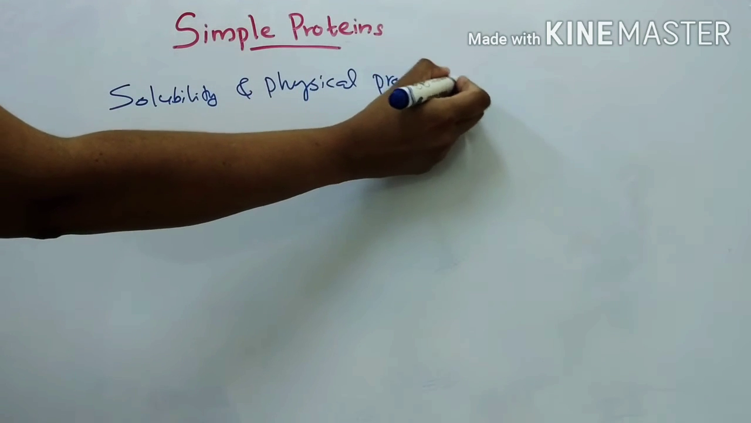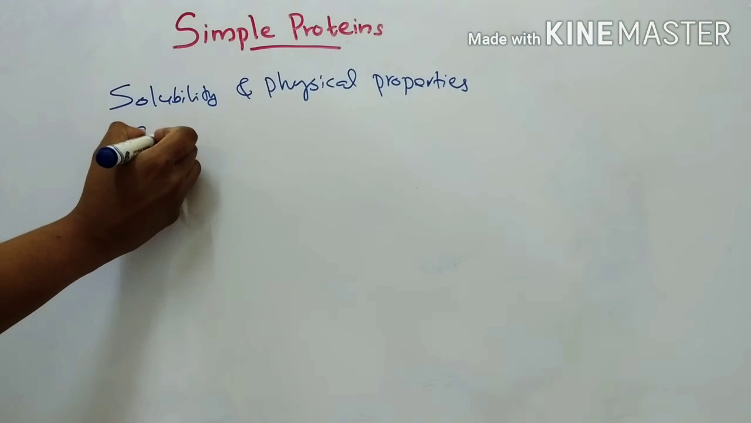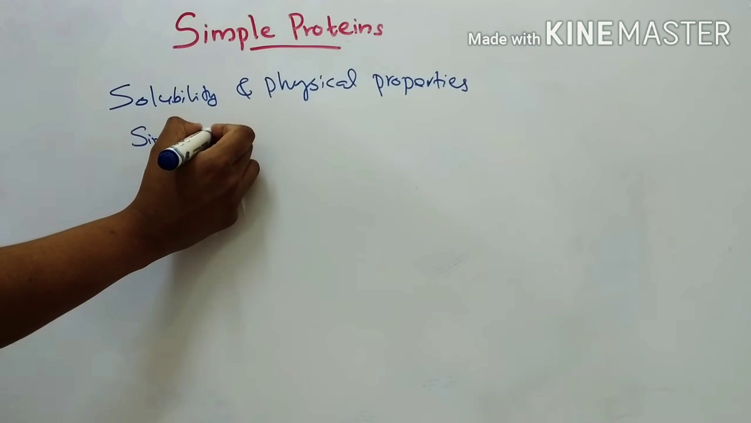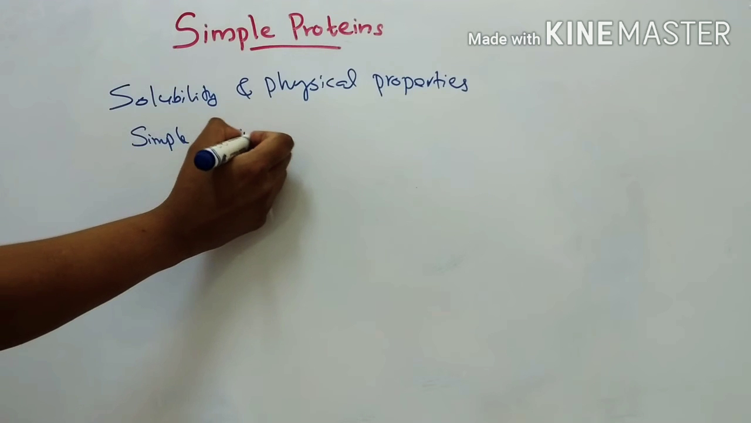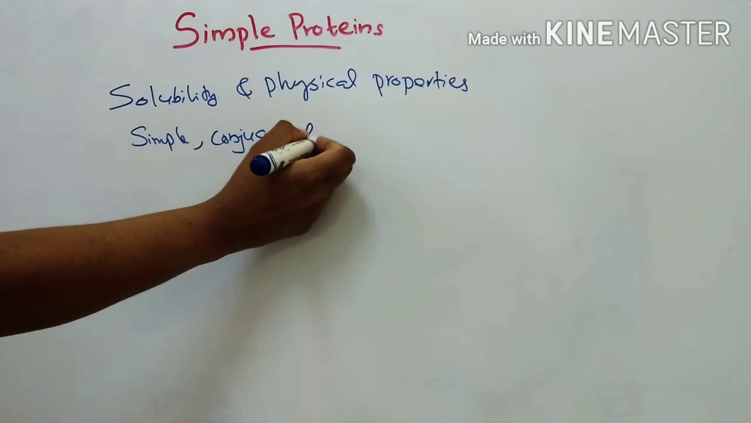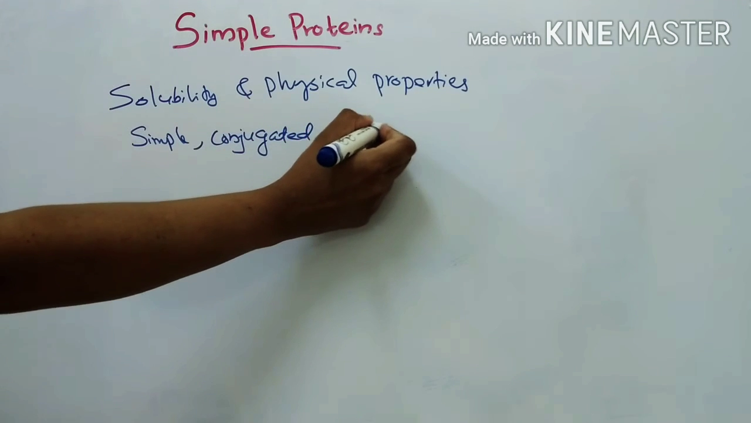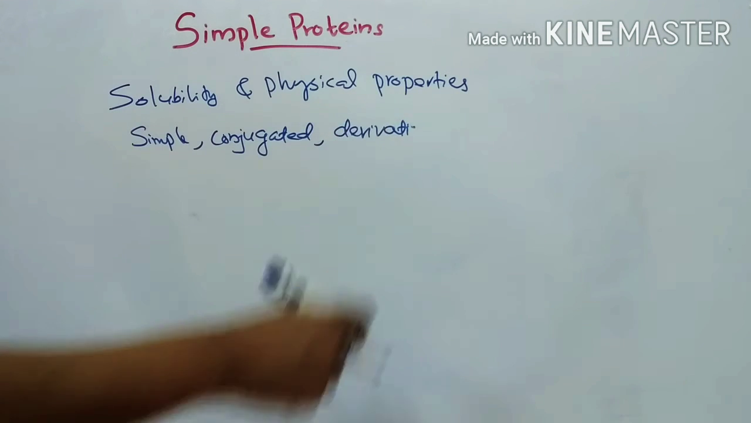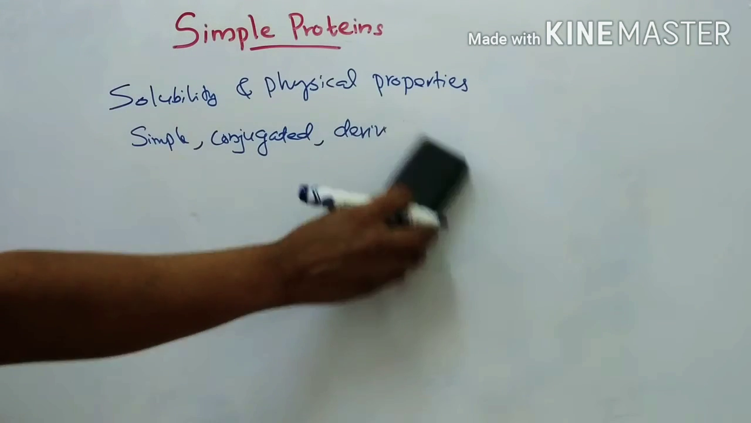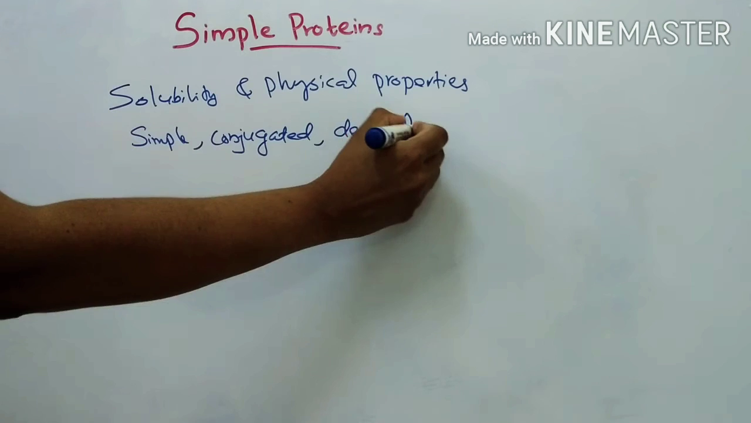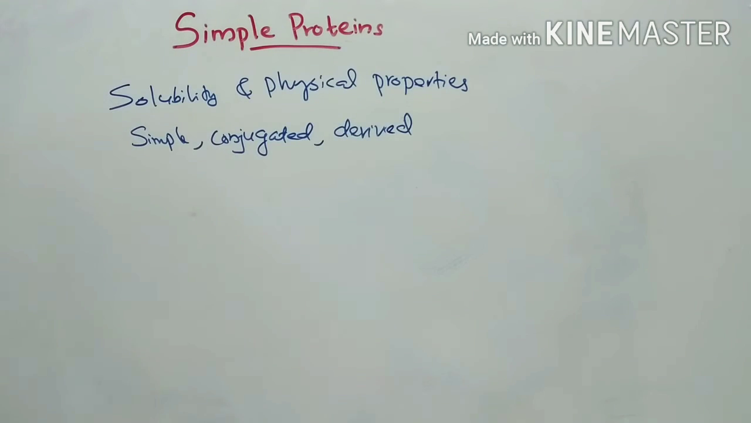Proteins are divided into three main classes: simple proteins, conjugated proteins and derived proteins. So today we will discuss simple proteins.